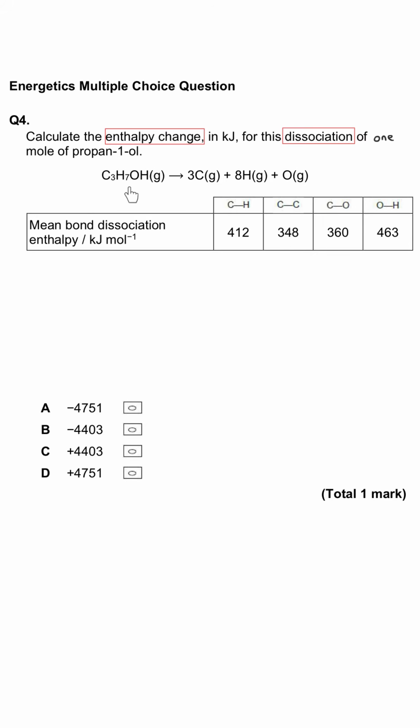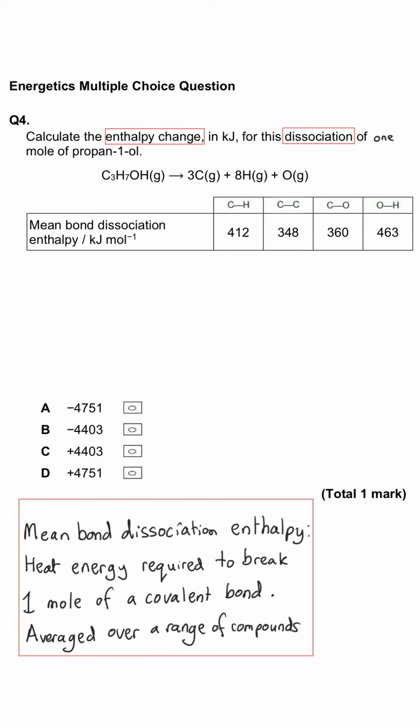We've got the propan-1-ol on the left-hand side, and when it dissociates, we break all of the bonds within the propan-1-ol, and we end up with the elements in the gas state. And we've been given the mean bond dissociation enthalpy values in kilojoules per mole for all of the bonds that are present in propan-1-ol.